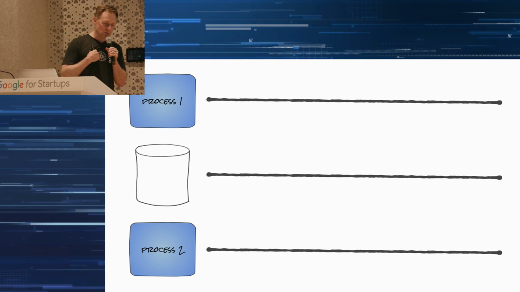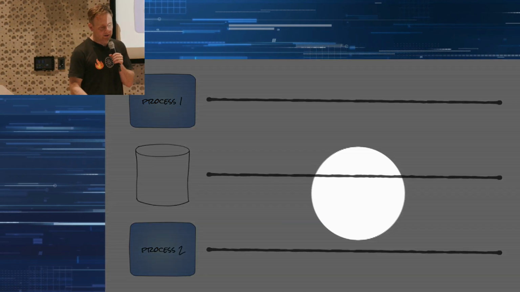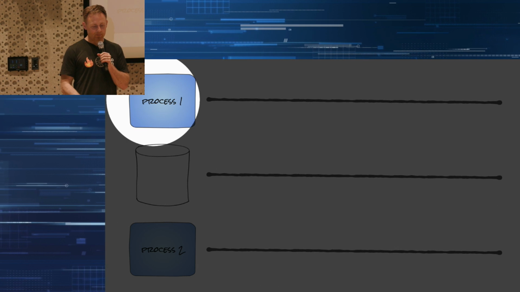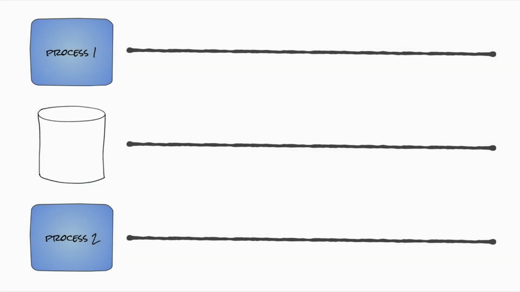So let's say what we're trying to do is create new accounts. And process one is, let's say, a web front end, and process two is another web front end. And those are both making requests against some service on the back end saying, hey, we want to create a new user.